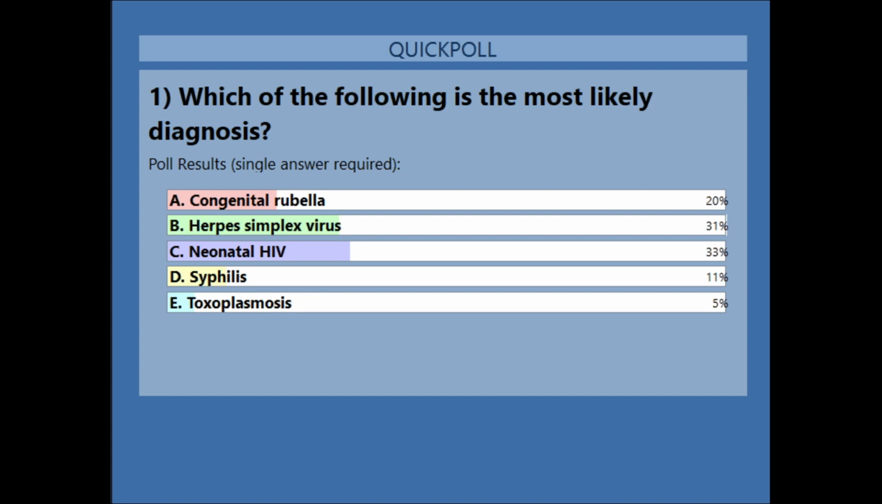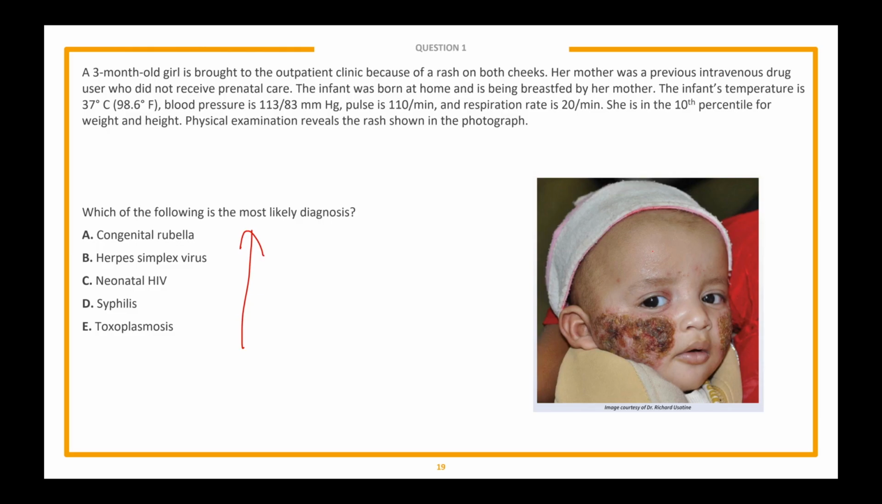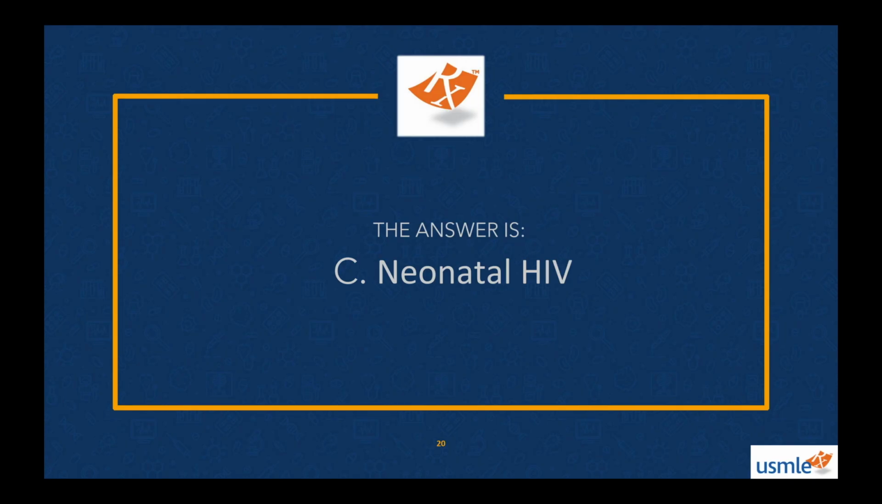So let's go ahead and get back to this and look at the answer, which is C, neonatal HIV. So this will be interesting. Let's go back and discuss it. Yeah, thank you, Dr. Lee.